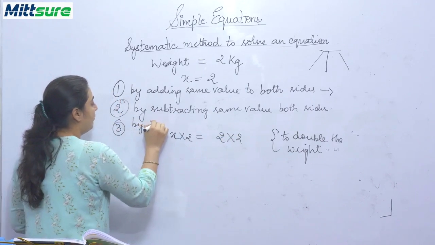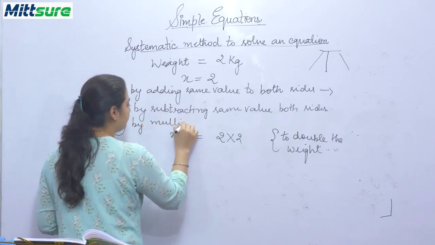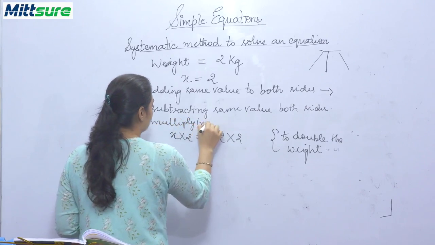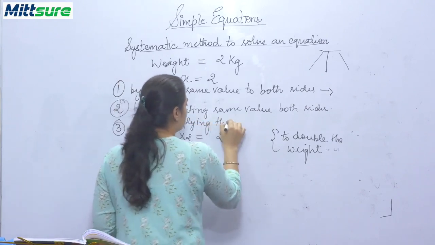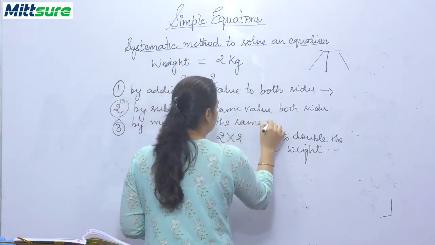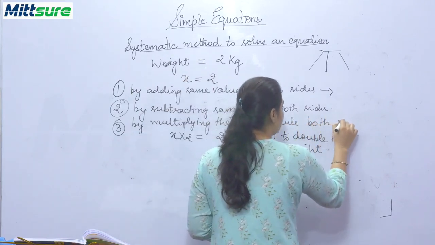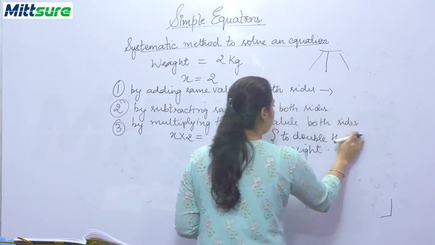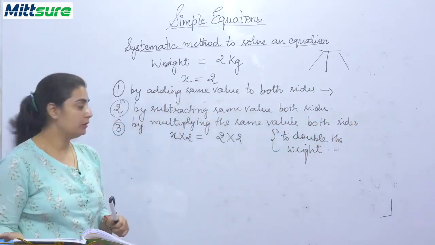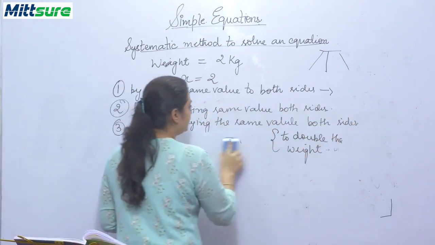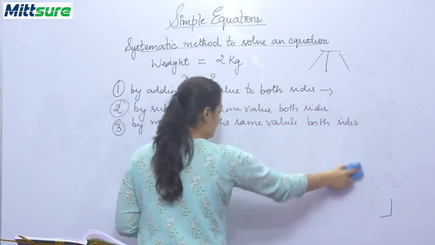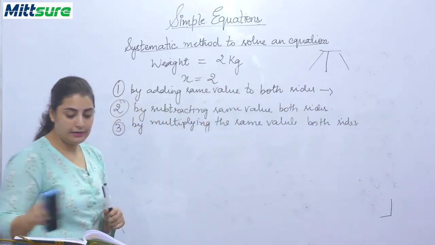By multiplying the same value on both sides, right? By multiplying both sides by the same value.